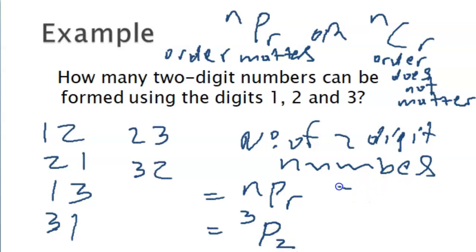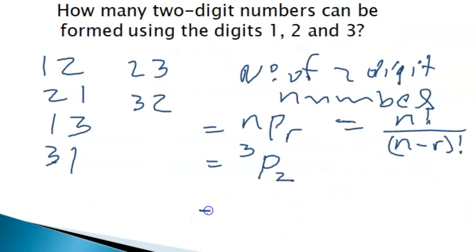So remember the formula: nPr is equal to n factorial over (n minus r) factorial. In this case, 3P2 is 3 factorial over the difference, n minus r, so 3 minus 2 factorial.